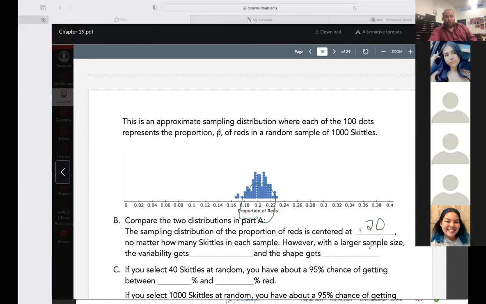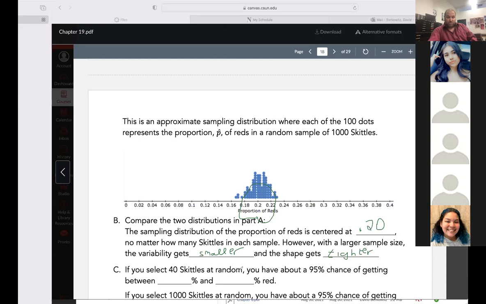However, with a larger sample size, the variability gets smaller. And the shape gets, I guess, tighter is a better word. I don't know. The shape gets more condensed.